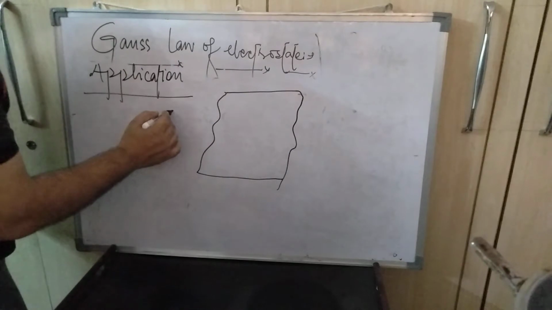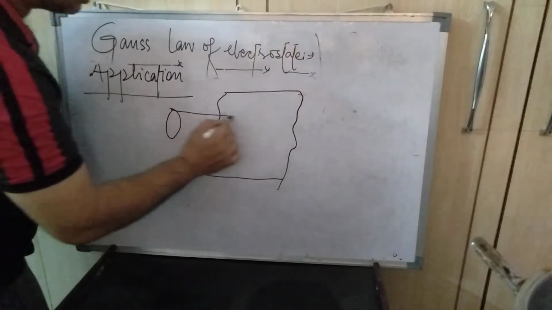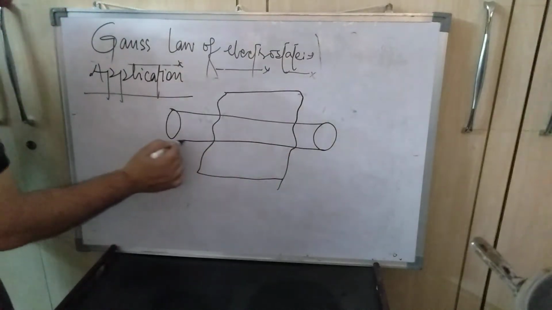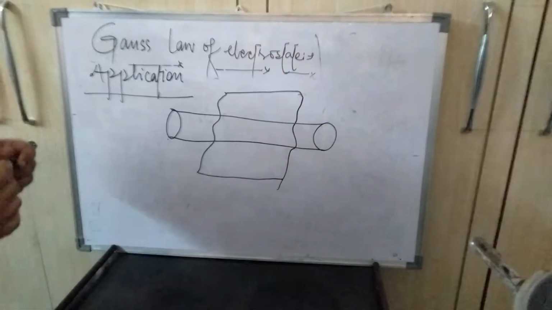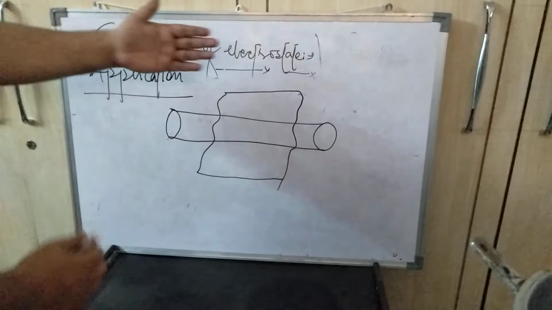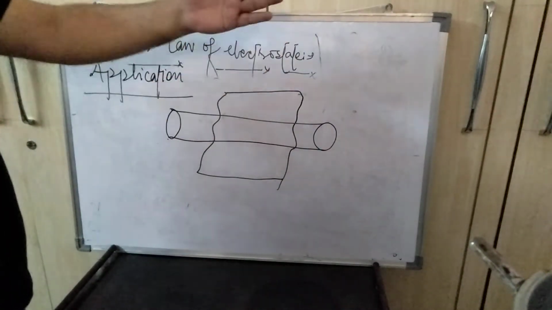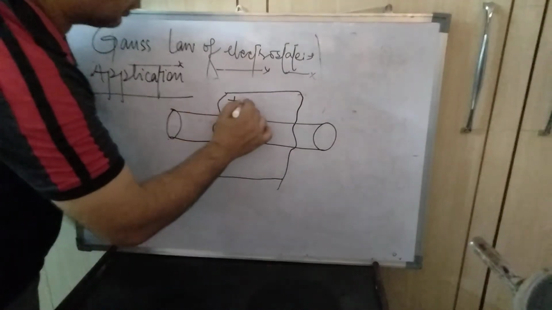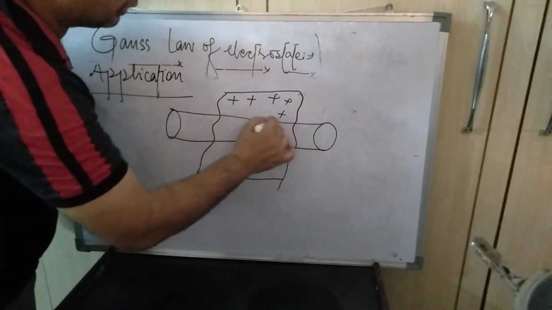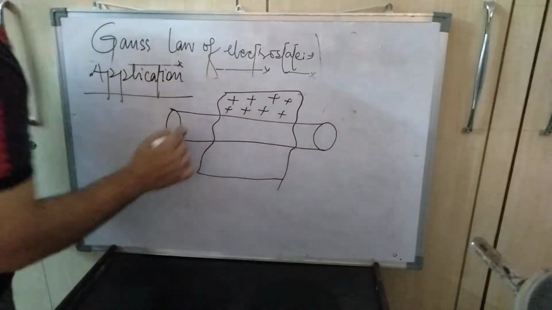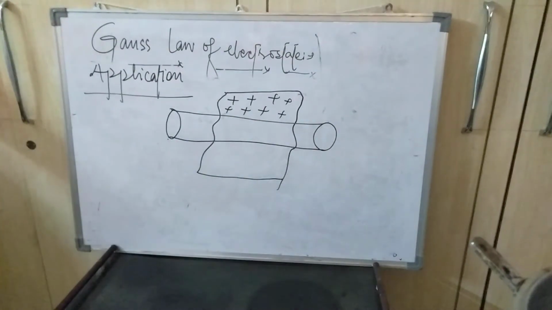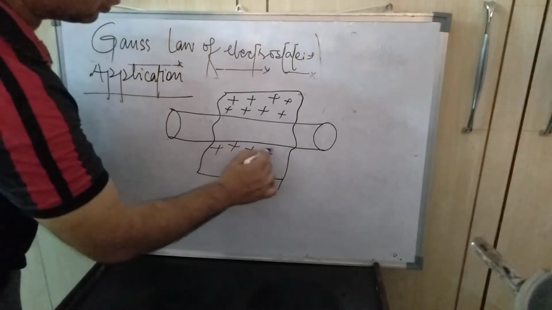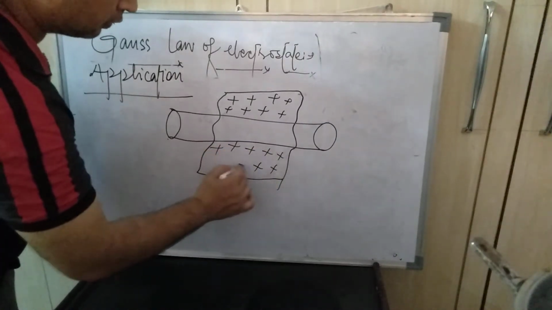That becomes, if you see, cylindrical. Let's suppose the shape of the Gaussian surface will be like that. Why will it be cylindrical? Let's suppose it is a thin sheet; you will consider it like that. Now, here is a charge which has been distributed over the surface. Let the positive charge be uniformly distributed over the surface of it.